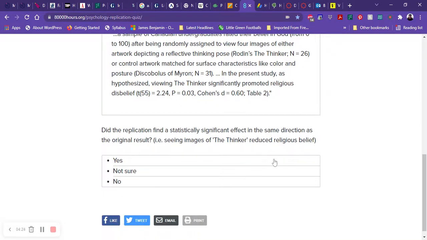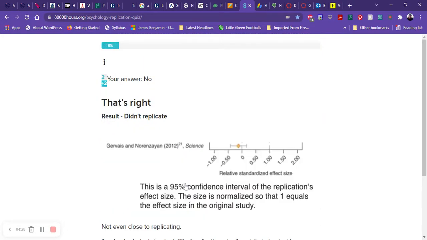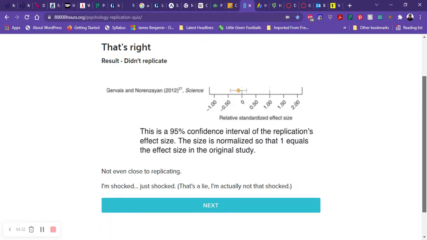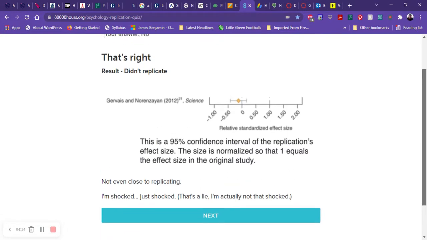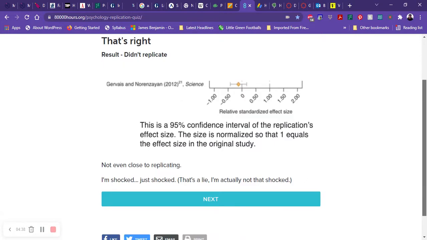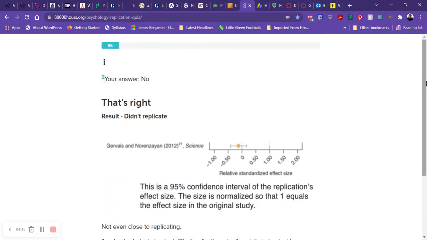And I'm going to go ahead and say no. And in this case, it turns out I'm actually right. Okay. And of course, there's this nice little snarky thing here. I'm shocked. Just shocked. That's a lie. I'm actually not that shocked. Actually, neither am I, but that's another story.